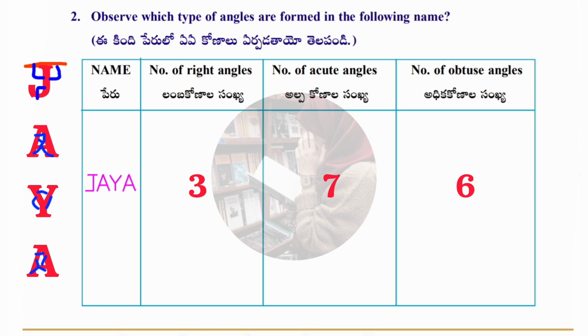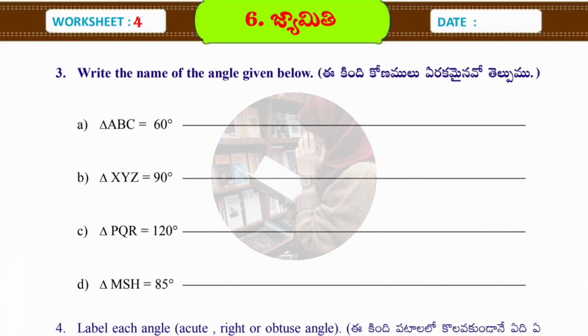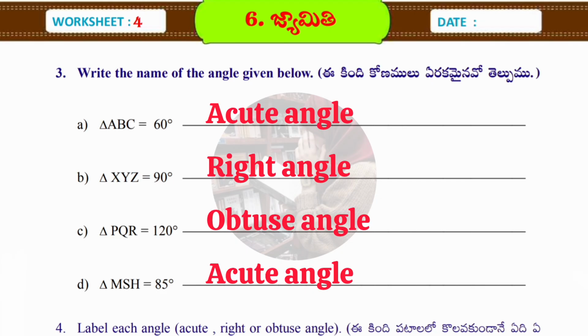Okay. Let's move on to the third question, which is write the name of the angles given below. Here some angles are given. We need to name them. Okay, which angle it is. So first one is angle ABC, which is 60 degrees. So 60 degree angle, we call it as acute angle. Second one is angle XYZ, which is 90 degrees. So 90 degrees angle, we call it as right angle.